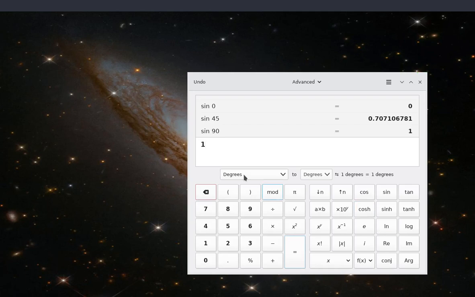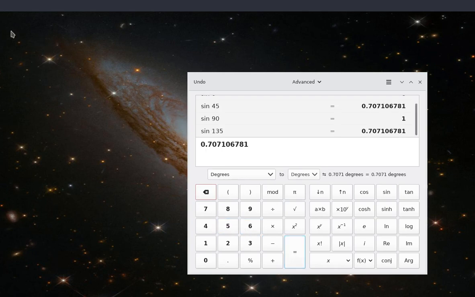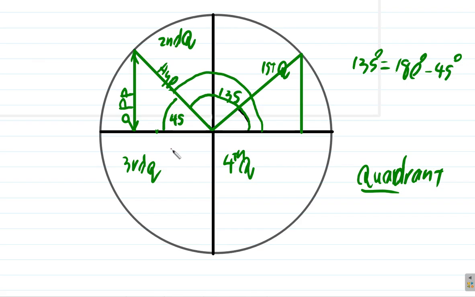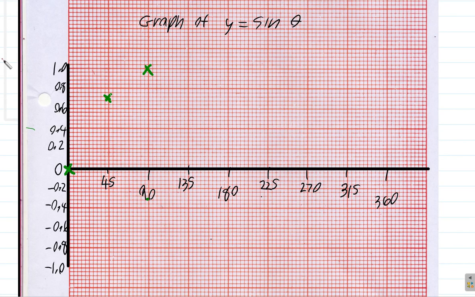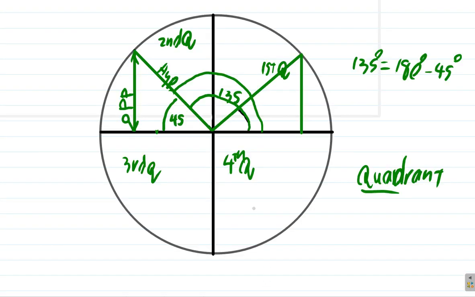Sine 135. The sine of 135 equals 0.707. Aha, so we got that. That was 0.707. So for 135, the sine is just about here. You see that? What about the sine of 180 now? What would that be like? Sine of 180 degrees.